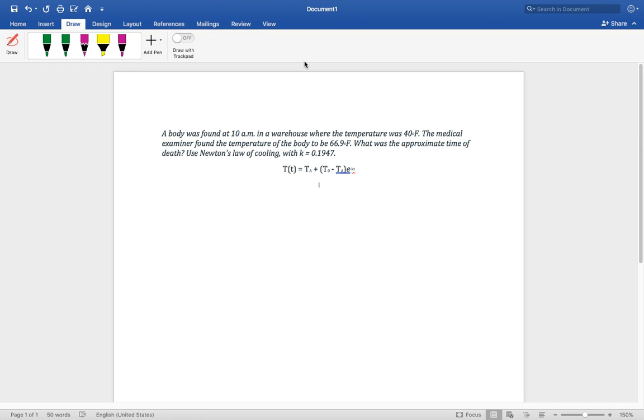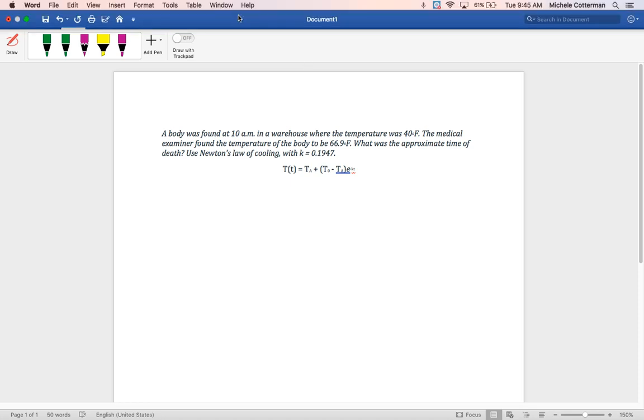A body was found at 10 a.m. in a warehouse with temperatures of 40 degrees Fahrenheit. The medical examiner found the temperature of the body to be 66.9 degrees Fahrenheit. What's the time of death? Use Newton's law of cooling with k equals 0.1947.